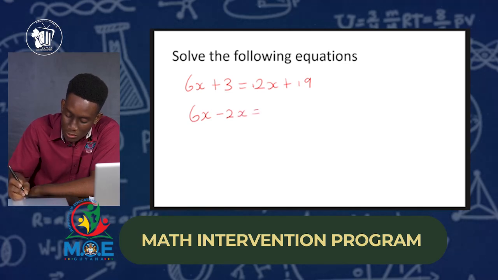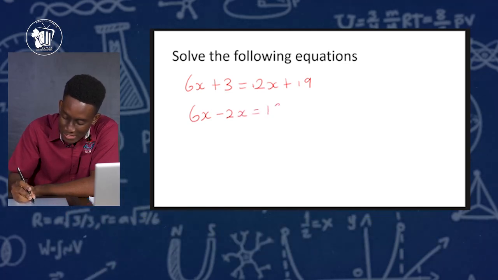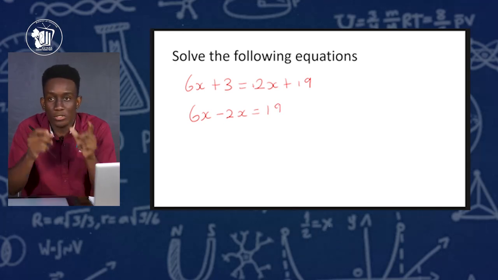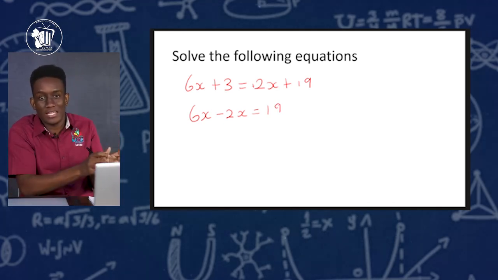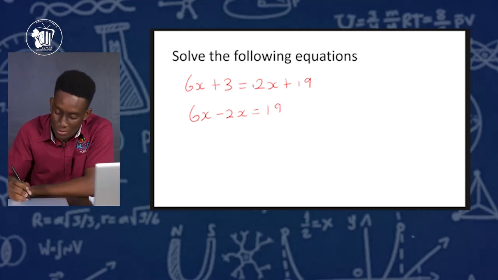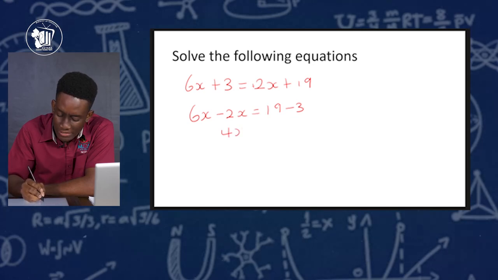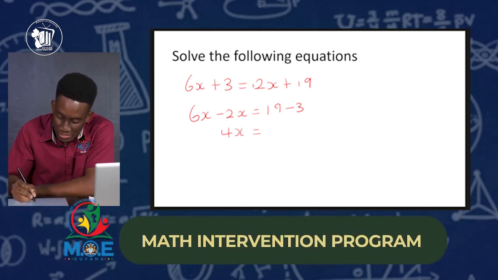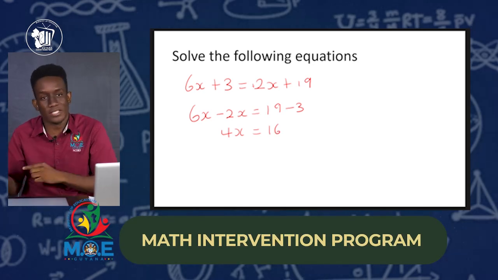And that will be equal to, and on this side we have 19. And we're taking over this plus 3 with the 19. So the 3 is adding. When we take it over, it will subtract. So we have 19 subtract 3. And 6x subtract 2x, that will give you 4x is equal to 19 subtract 3, which would give us 16. And 4x is equal to 16.